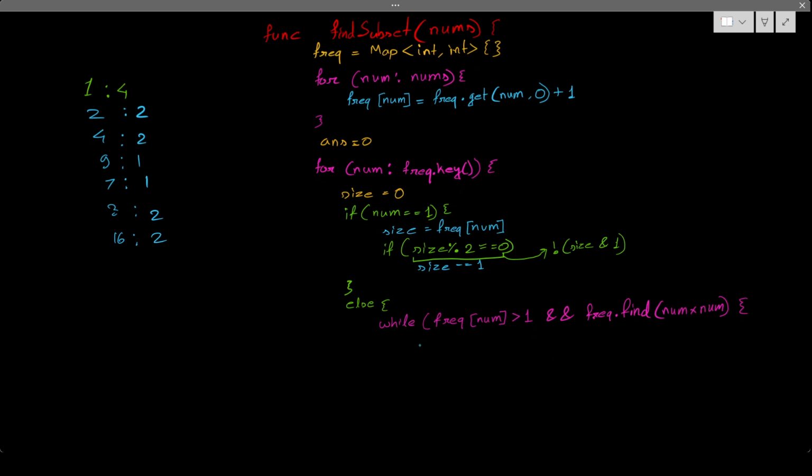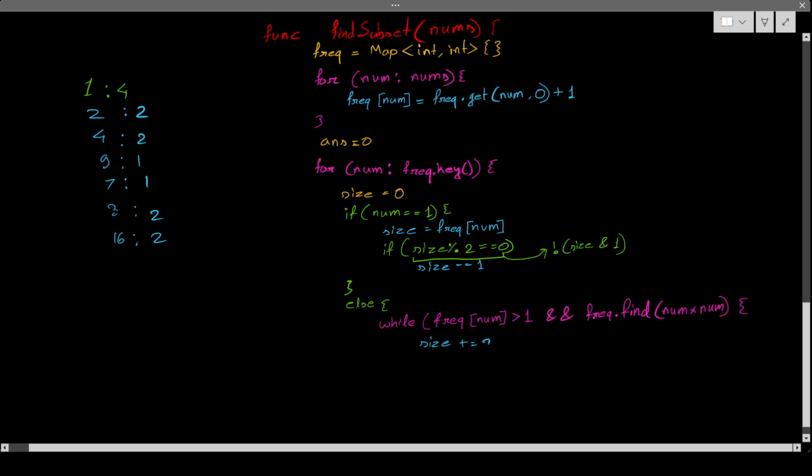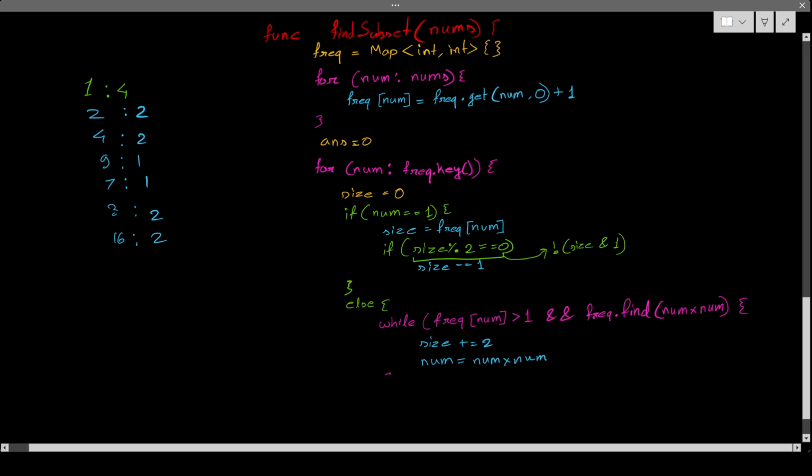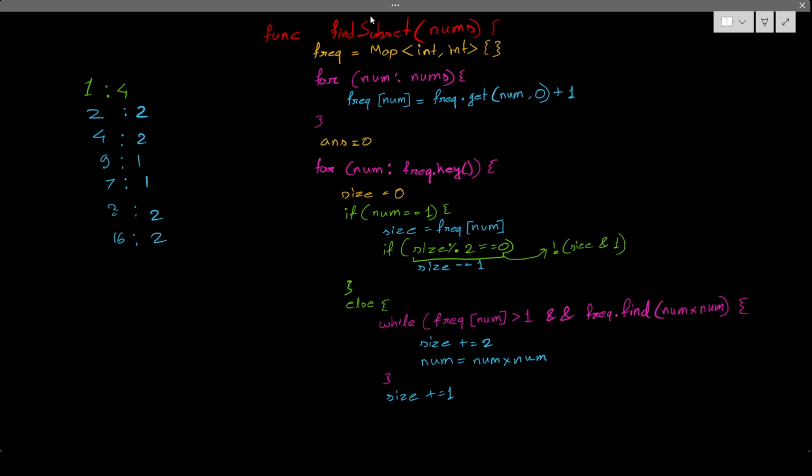So size plus equals 2, and my current number becomes number equals number into number. Then I will check again. Okay. If it is not the case, if anything is false, I will simply increase size by 1, size plus equals 1. Okay, so this is what we need.